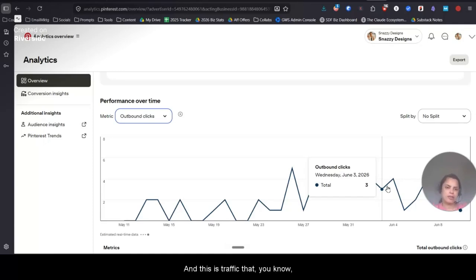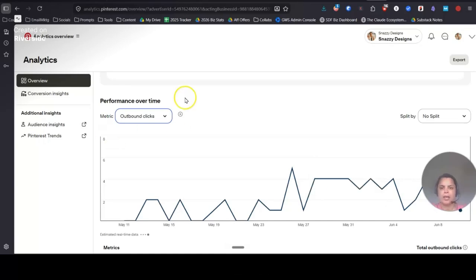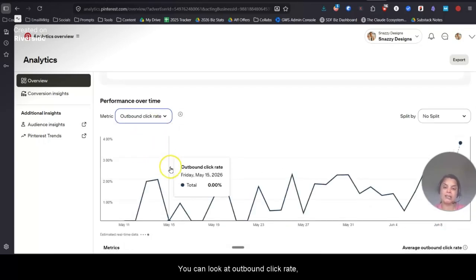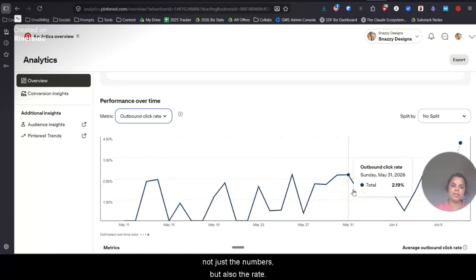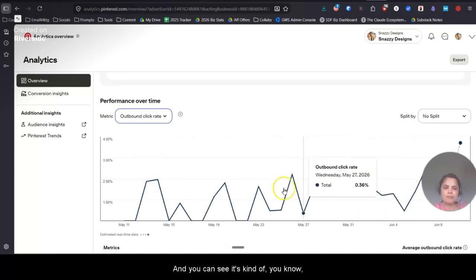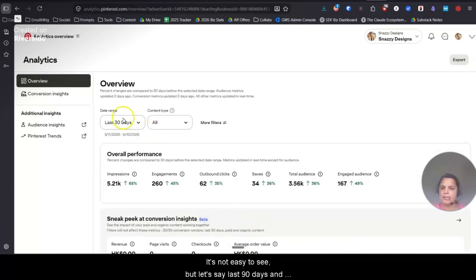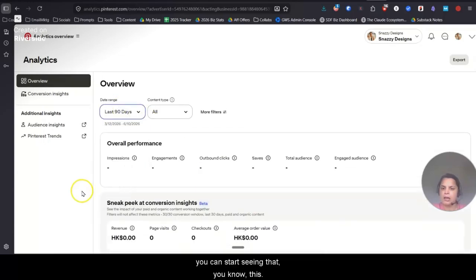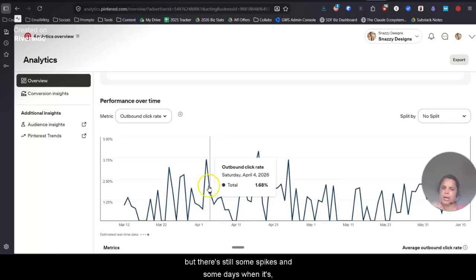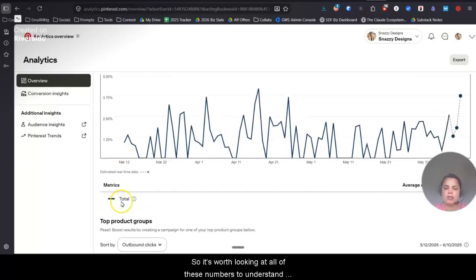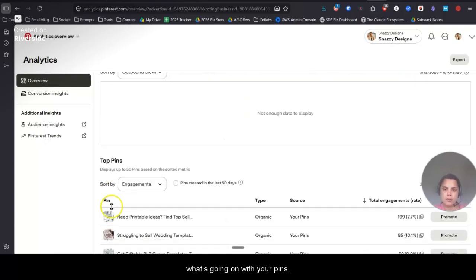And this is traffic that didn't take a lot of effort to create, right? So more traffic, more sales, right? So you can look at all of these. You can look at outbound click rate, not just the numbers, but also the rate. And you can see it's kind of, okay, this is 30 days. It's not easy to see, but let's say last 90 days, there's still some spikes and some days when it's not completely zero. So it's worth looking at all of these numbers to understand what's going on with your pins.